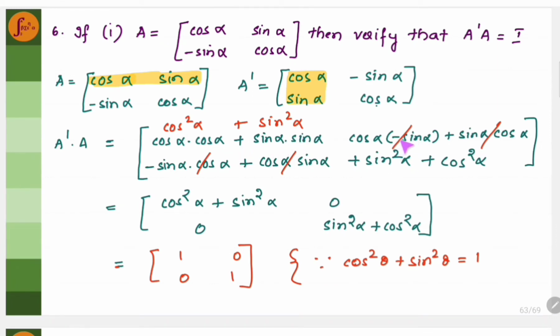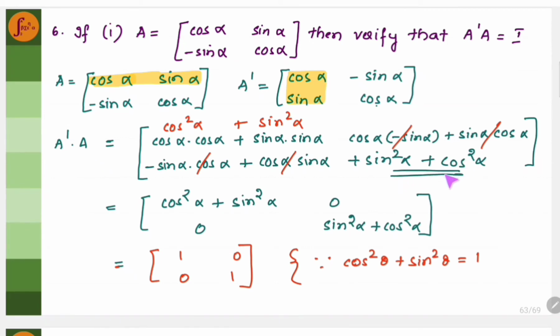When you multiply both, you are going to get cos square alpha and sin square alpha. Then here what's going to happen is, the second element is going to get cancelled. You're going to get cos alpha sin alpha and cos alpha minus sin alpha, so this is going to get cancelled. Here also, minus sin alpha into cos alpha plus cos alpha into sin alpha. This is going to get cancelled. And then here you're left with sin square alpha and cos square alpha.